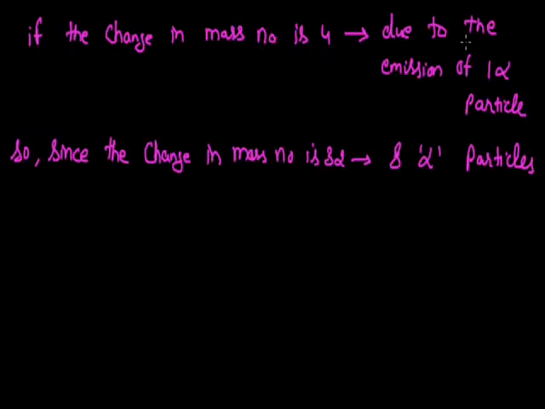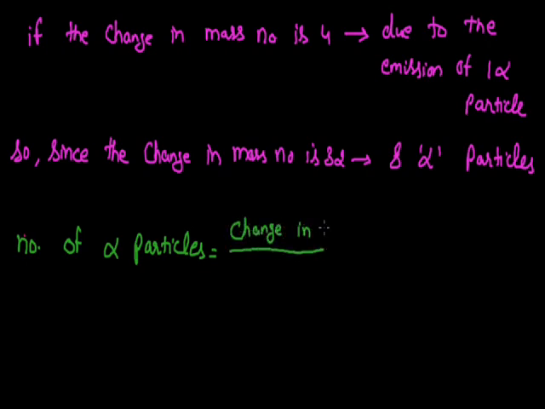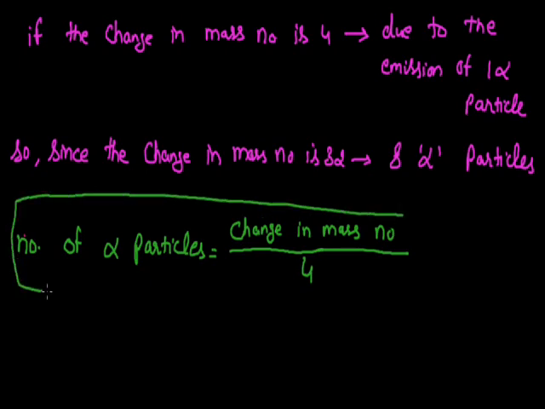Now we can also conclude this without setting up the equation again and again and applying the unitary method. We can also convert this into a formula: if I am to find the number of alpha particles, then this number can be calculated by observing the change in mass number. If we divide this change in mass number by the value 4, then by this formula we can calculate how many alpha particles are going to be emitted.